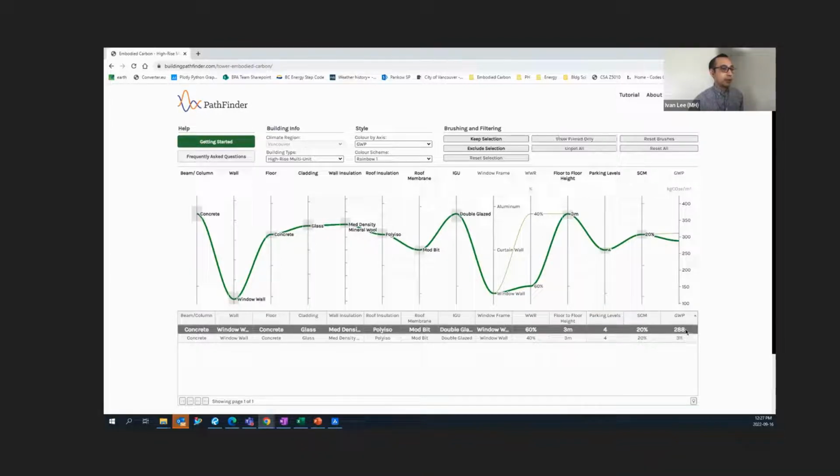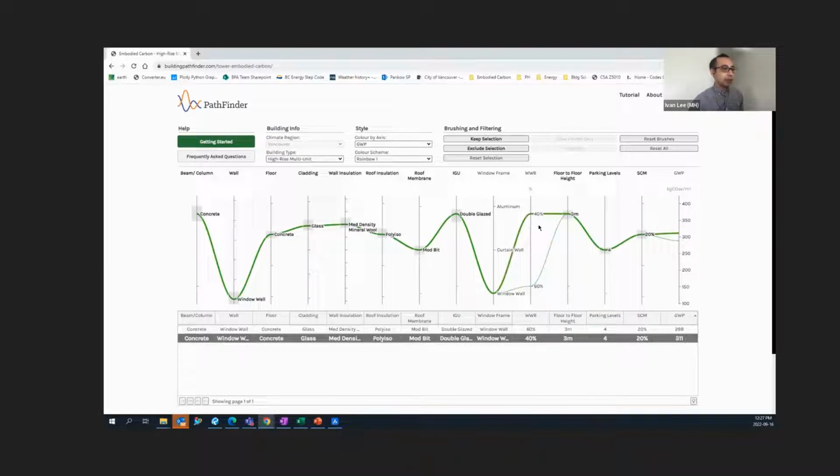Whereas if I went to a lower window wall ratio, it would get higher. And that kind of makes sense because in this case, there's more embodied carbon within the window wall system than it would be in a double glazed or triple glazed window.